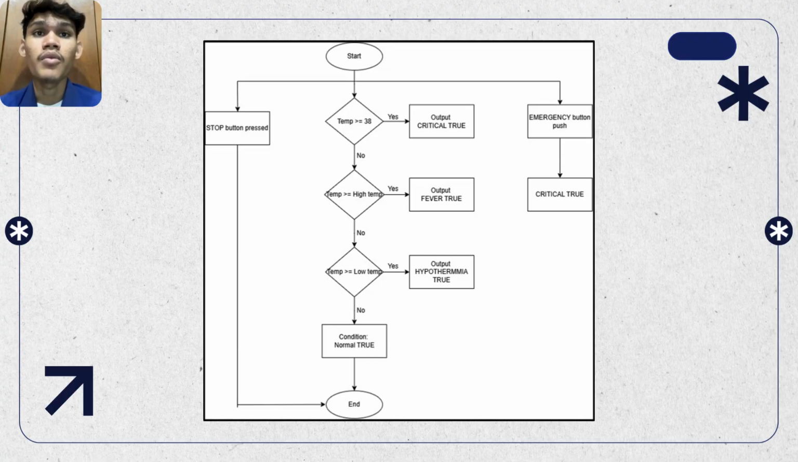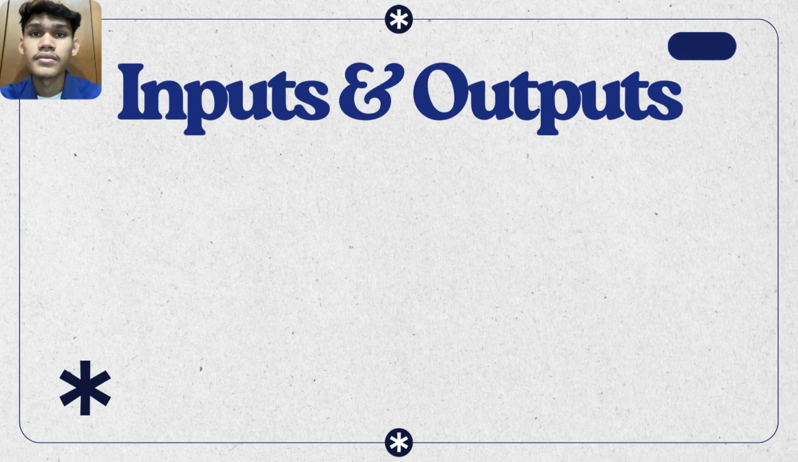Then, the system compares the temperature with the preset high and low limits. Based on this comparison, the system activates the correct condition such as normal, fever, hypothermia, or critical. This process runs continuously until the stop button is pressed.